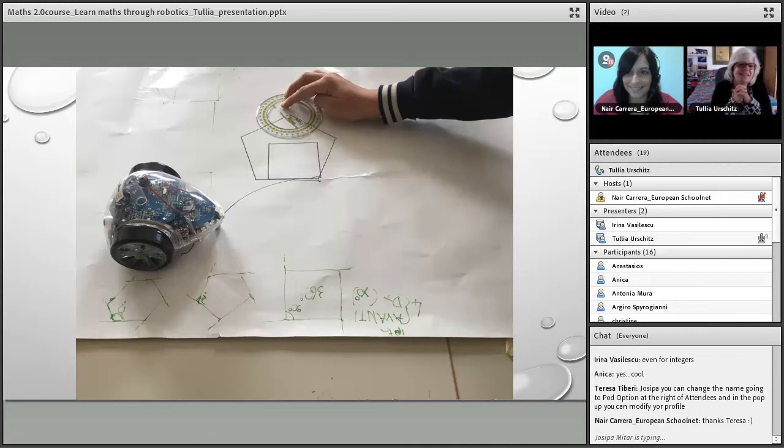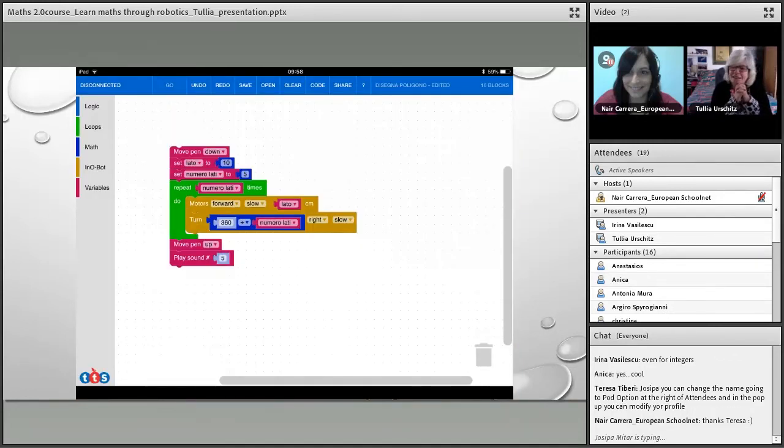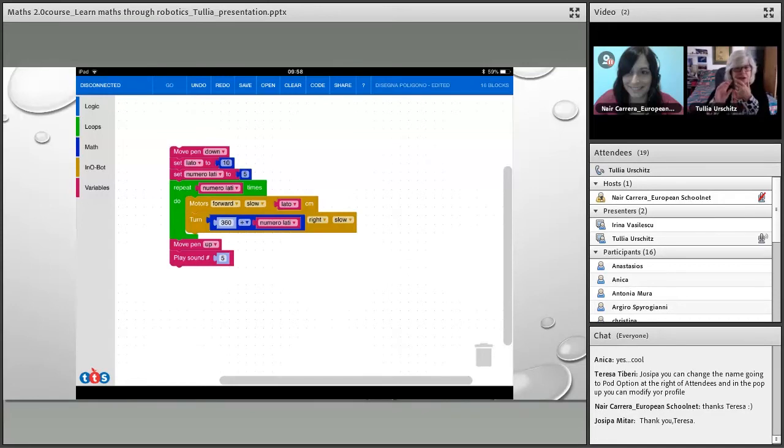After a few trials, they discovered that it was possible to make only a single program to make the robot draw all kinds of polygons. So in the 7th grade, we introduced the functions.